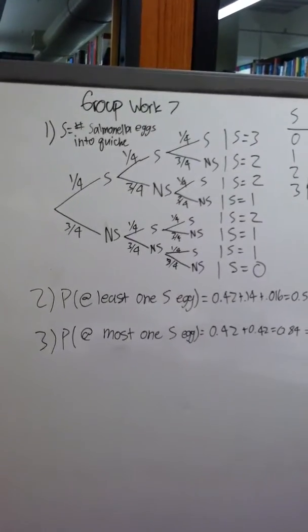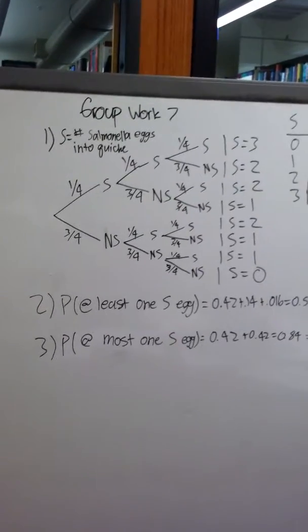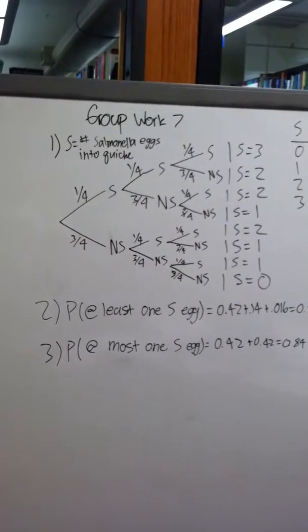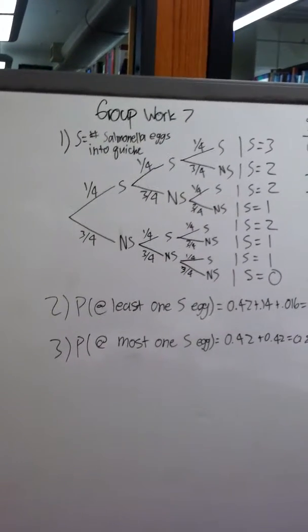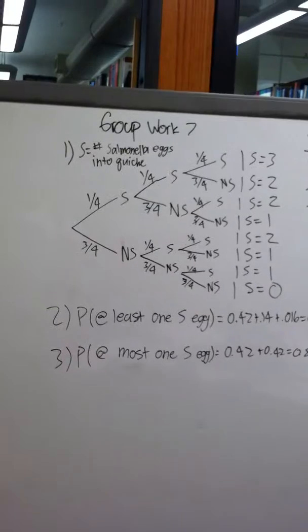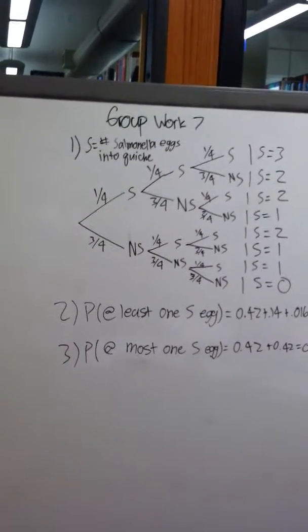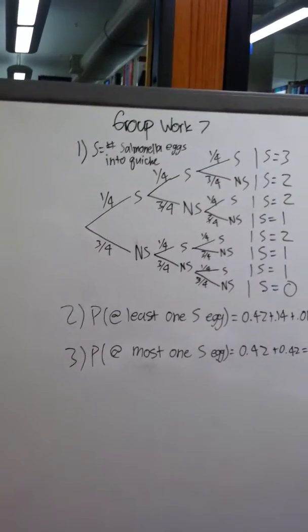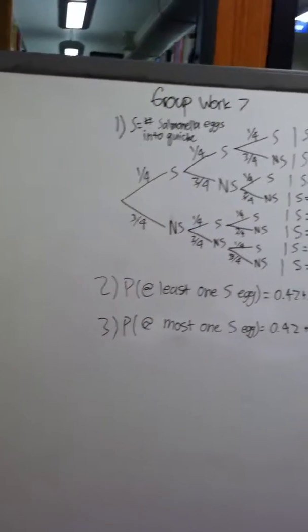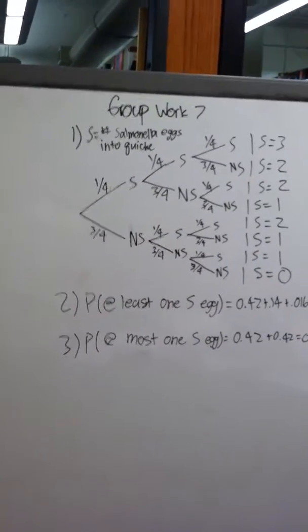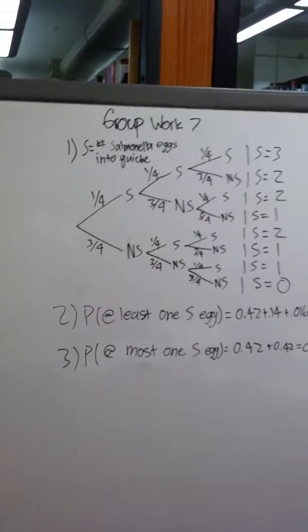I will be doing group work 7. It's called Salmonella Fest. Suppose that 1 out of every 4 eggs has salmonella, and that you are a chef at the Coffee Garden Cafe about to make a 3-egg quiche at the inspector's request. Let S be the random variable denoting the number of salmonella eggs that you put into the quiche. In problem 1, it asks, write down the probability distribution of S.